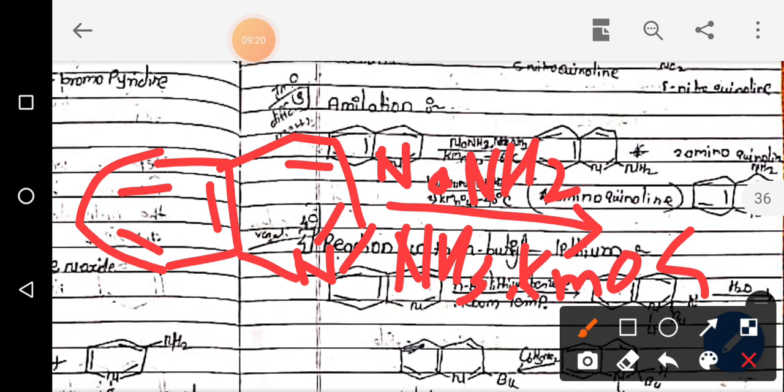As we know that the nitrating agent is HNO3 and H2SO4, the same thing applies to aminations also. In most cases we use NaNH2 along with NH3 as the starting reagents for the reactions. So this is all about the reactions, and we will get the products.